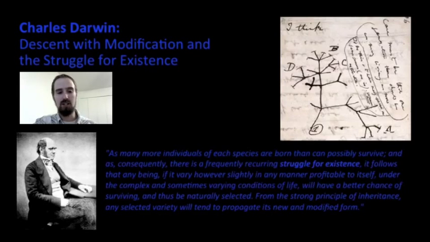Darwin puts it like this: as many more individuals of each species are born than can possibly survive, and as, consequently, there is a frequently reoccurring struggle for existence, it follows that any being, if it vary however slightly in any manner profitable to itself, under the complex and sometimes varying conditions of life, will have a better chance of surviving, and thus be naturally selected. From the strong principle of inheritance, any selected variety will tend to propagate its new and modified form.